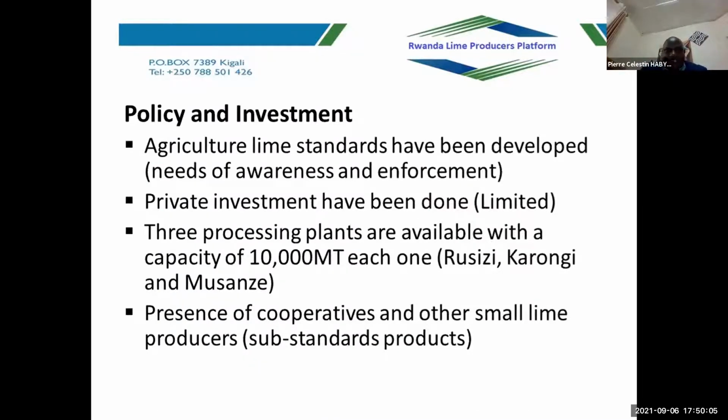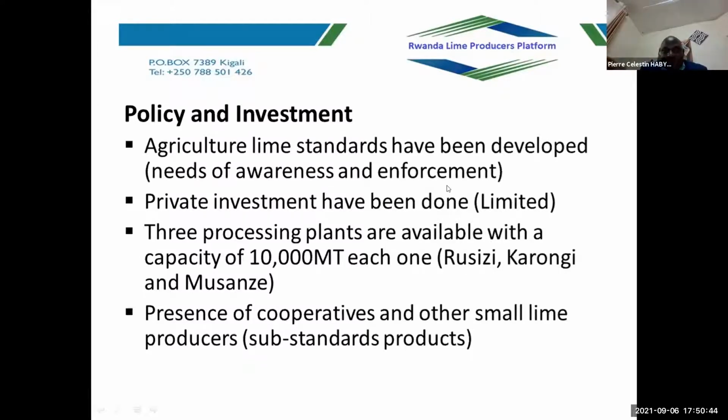Government has developed agricultural lime standards, which is a good thing. And now we need enforcement and an awareness campaign, because many farmers are not aware of the importance of agricultural lime, except in some districts like Nyaruguru and Nyamagabe, I think Professor Janjak knows. But in other areas, there is a need of a campaign to create awareness for farmers to use lime.